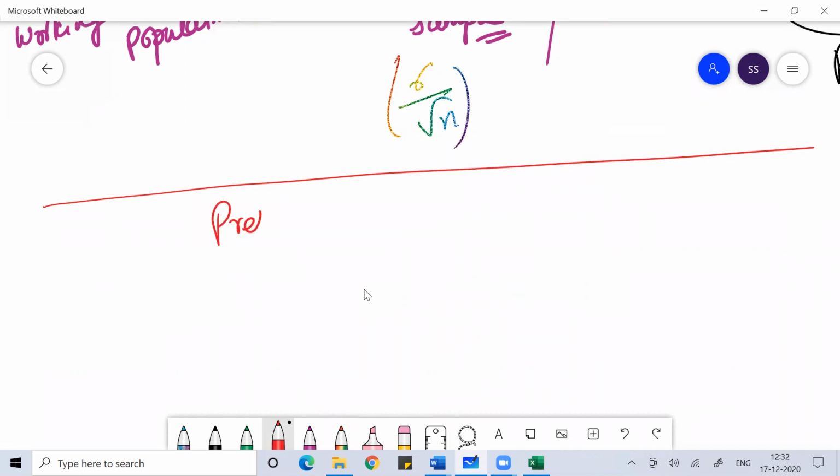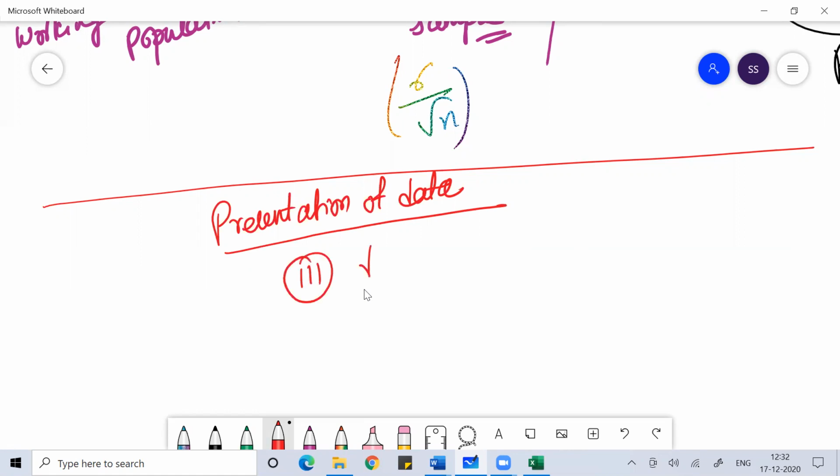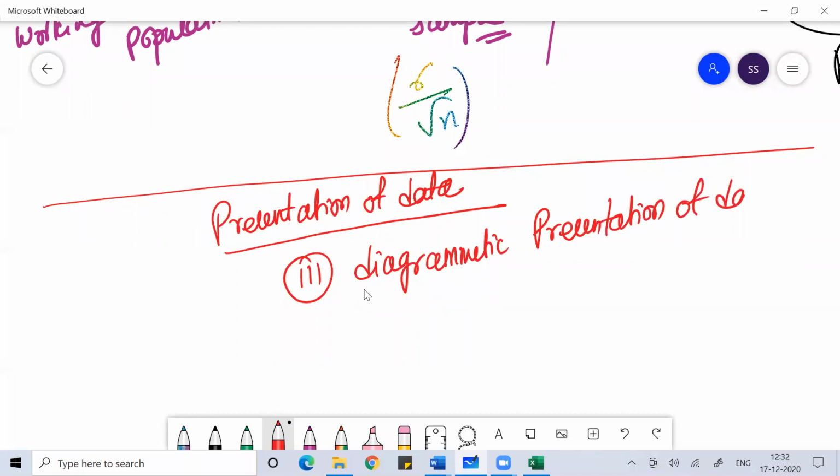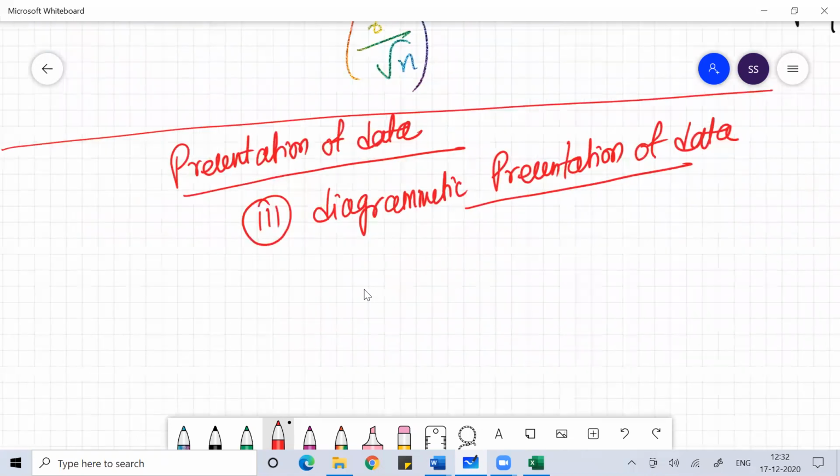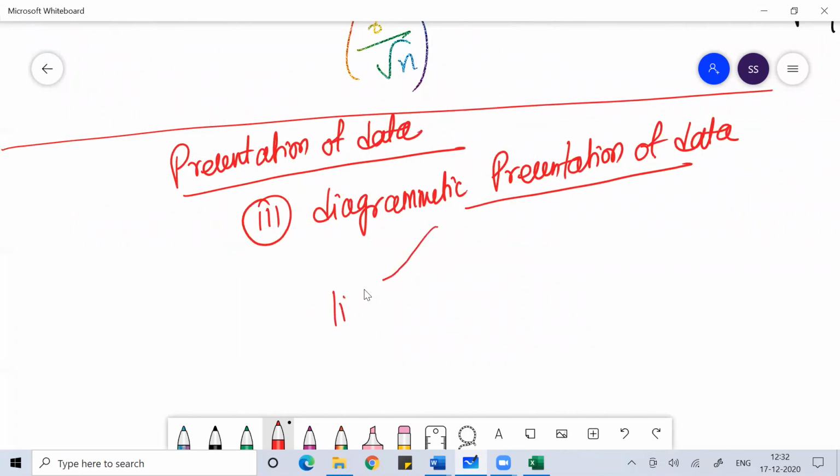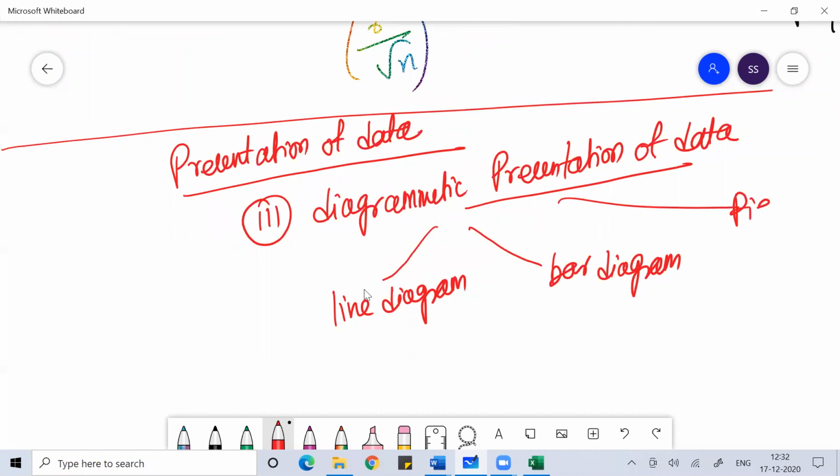Whenever we talk about the presentation of data, we talked about tabular presentation and textual presentation. Now the third thing we need to study is the diagrammatic presentation of data. In diagrammatic presentation of data, we'll talk about line diagram, bar diagram, and pie chart.